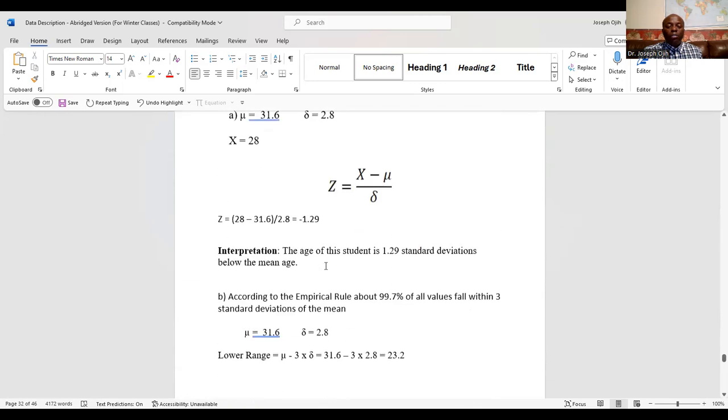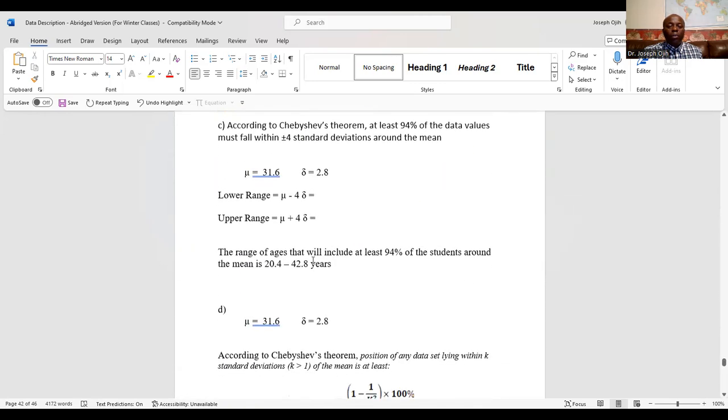4 standard deviations. So we have it here. According to Chebyshev, at least 95% fall within 4 standard deviations of the mean. Remember that our mean is still 31.6 and the standard deviation is still 2.8 years. So we're going to use that. So mean minus 4 times standard deviation becomes 31.6 minus 4 times the standard deviation of 2.8.